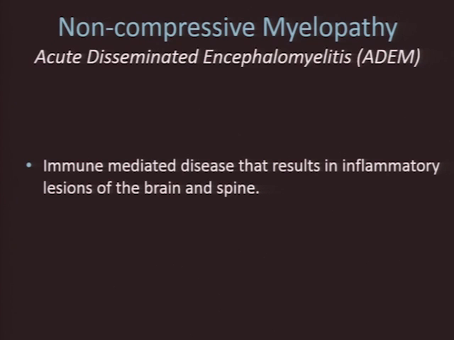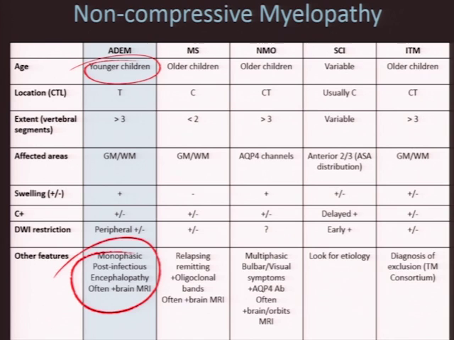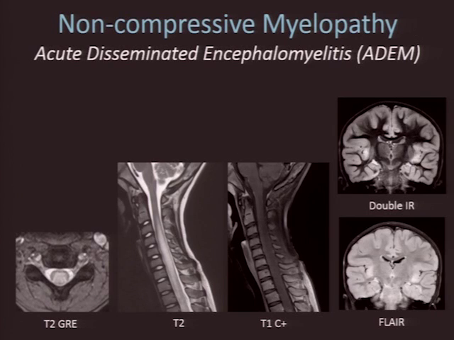So I'll start off with ADEM, which is an immune-mediated disease that results in inflammatory lesions of the brain and spine. Looking at this chart, it's a disease of younger children versus the other pathologies. The other imaging features are not going to be that useful, but the other features could be helpful. It's a monophasic illness. Usually it's going to be post-infectious. They often will present with a rapid onset of encephalopathy, and we're going to look at other findings in the brain that can hopefully lead us to the diagnosis.